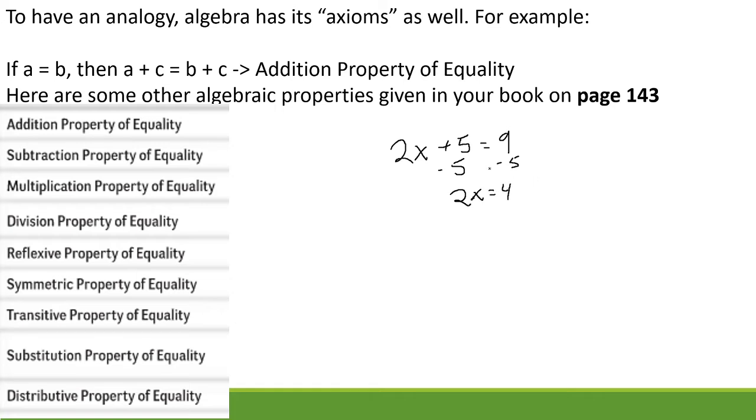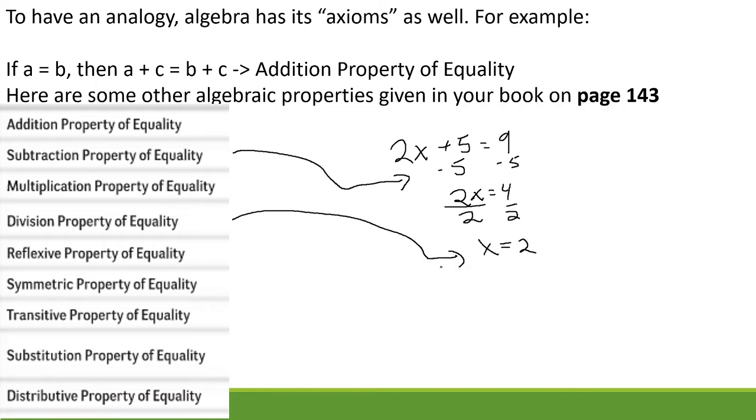Well, how do you know you can do that? Well, that is the subtraction property of equality, which basically means you can subtract something from both sides of an equal sign and still keep it equal. That's an axiom of algebra, essentially. And then when you divide by 2 on both sides, you get x equals 2. Well, how do you know that's true? Well, it's because of the division property of equality. That says you can divide both sides of an equation by the same number and still keep the equality intact. So these first four are something you've been using, just haven't put a name to them really.